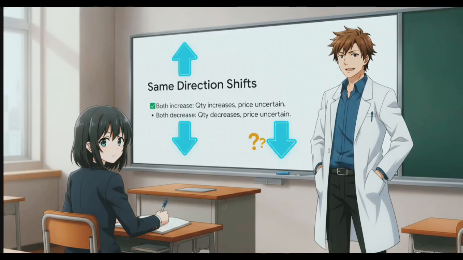So, the absolutely crucial point for your ICAE exams is this. Here are your golden rules. When both demand and supply shift in the same direction, the quantity is a guarantee. If both increase, quantity absolutely increases. If both decrease, quantity decreases. But the price? The price is completely uncertain. It depends entirely on which force shifted further.